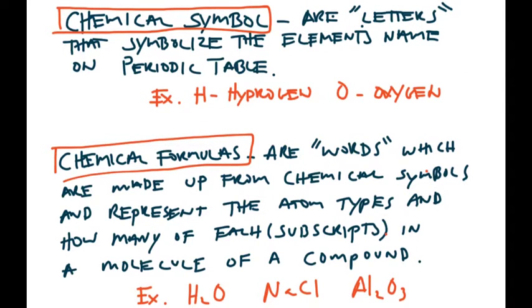Chemical symbols are the letters that symbolize the elements. And there's a list of all the chemical symbols found on the periodic table. So for example, two examples would be H, that's the chemical symbol for hydrogen, and O is the chemical symbol for oxygen.